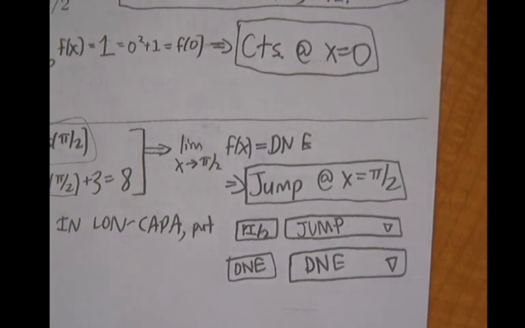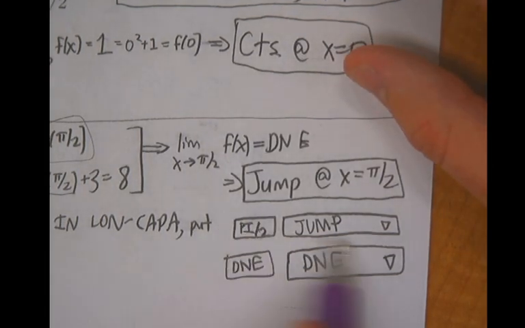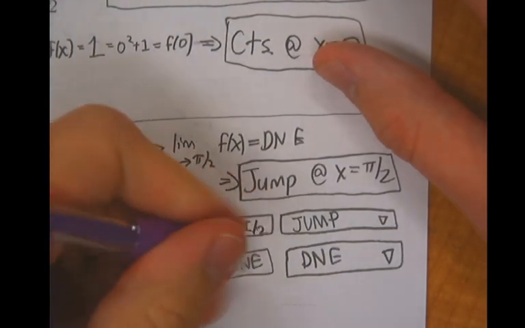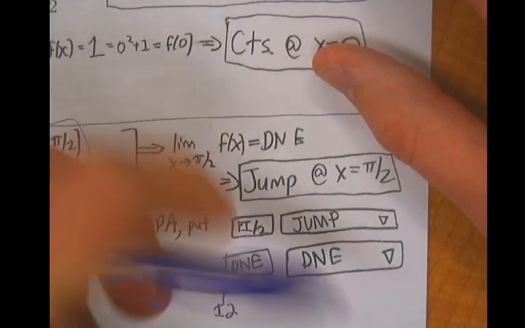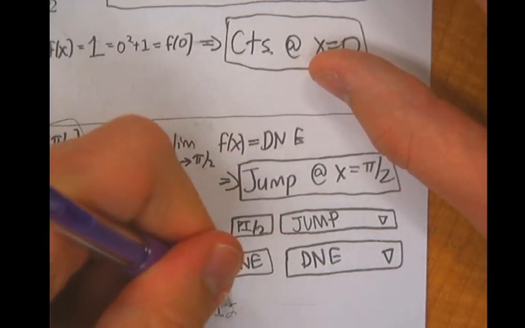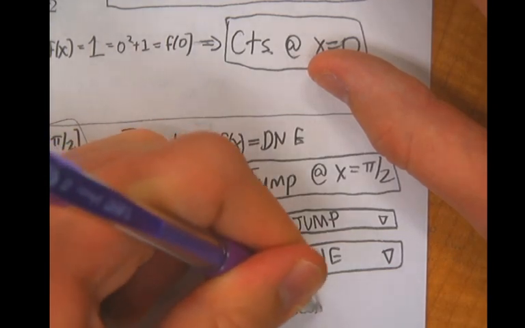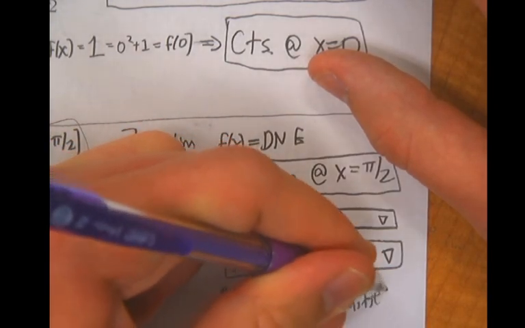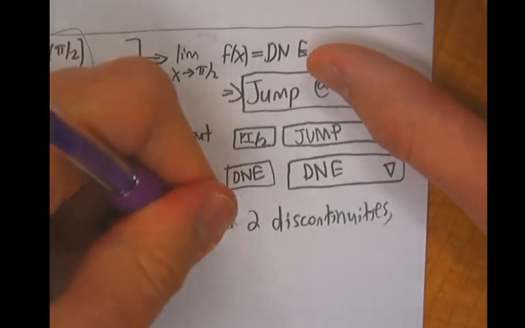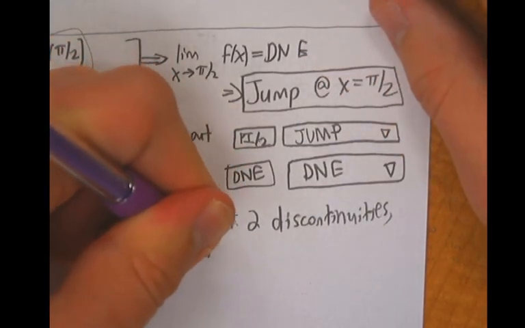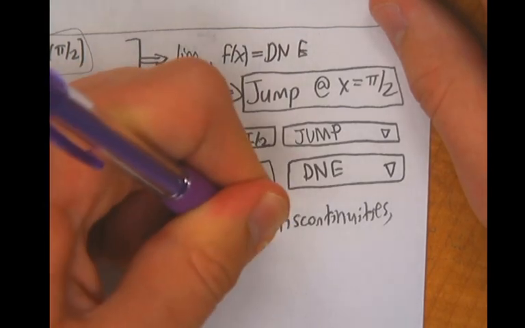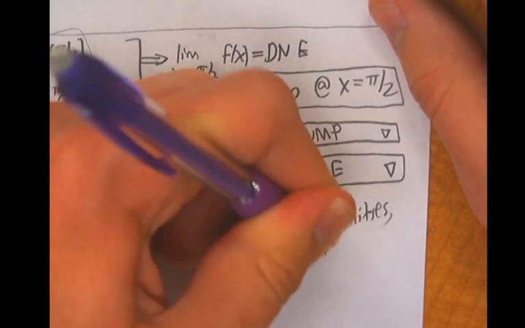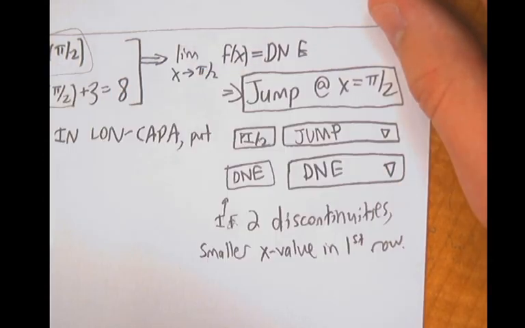And if there are two values of discontinuity, you would put the smaller value of x first. So the smaller value of x goes in this first row here. If two discontinuities, smaller x value in first row. Okay.